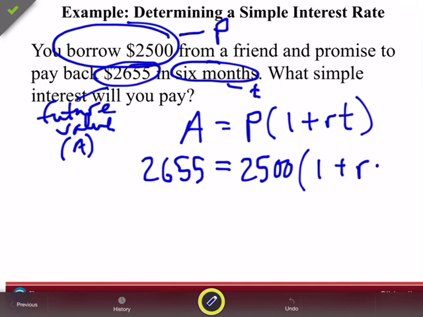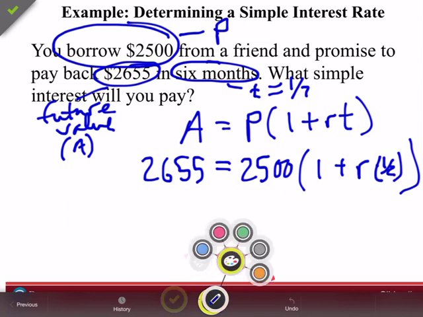But we will want to give our simple interest as yearly. So we're going to change the 6 months to number of years. And 6 months is half of a year. So it is r times 1/2. And now we can solve this equation.